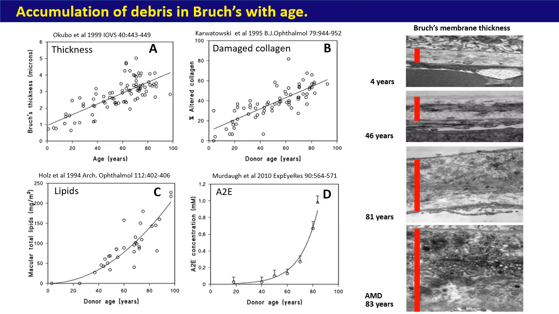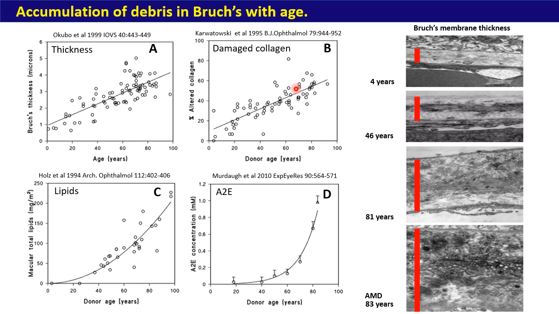The thickness of Bruch's membrane increases several-fold over a human lifespan and is shown in panel A and the electron micrographs on the right. Due to inefficiency of the MMP system, abnormal collagen accumulates and in the elderly represents about 50% of total collagen.